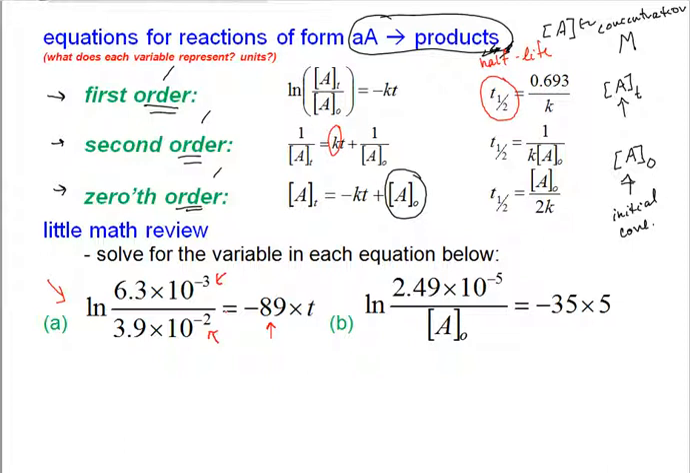6.3 times 10 to the negative 3. Take the natural log. Where is it? There it is. My final answer is about 0.02. Did you get it? So divide 6.3 times 10 to the negative 3 by this one, hit equals, take the natural log, divide it by negative 89. Did you get it, Jonathan? Okay, 0.02.